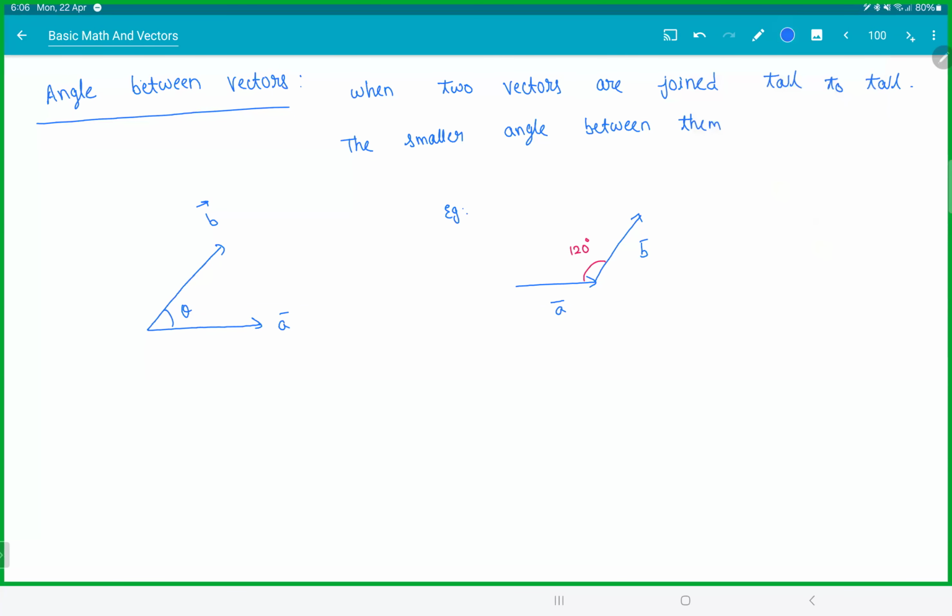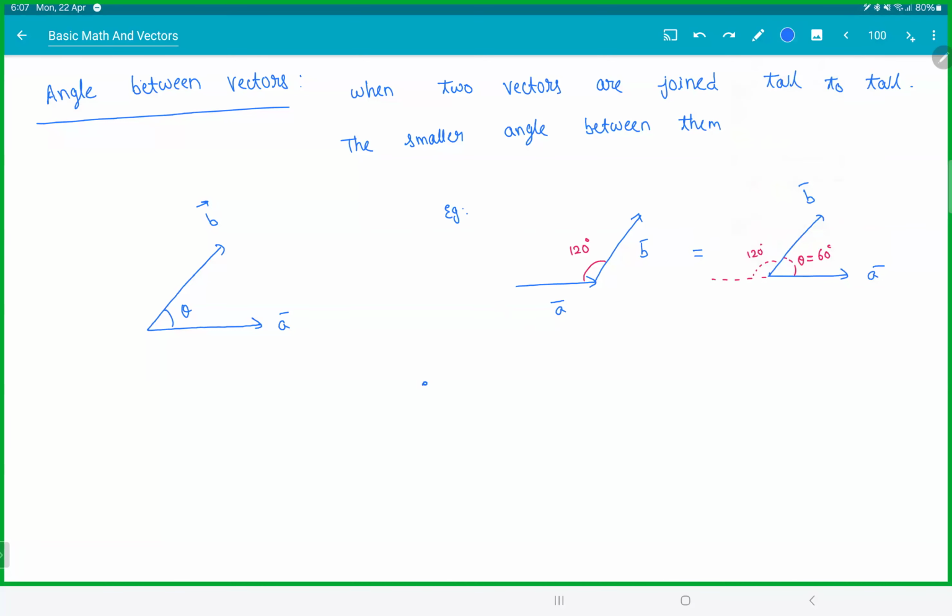Remember the definition. You have to join the vectors tail to tail. So push the a bar a little forward, or push the b bar vector backward. You have to make sure the tails are joining. Are you getting it? Here the head and tail are joining. So this angle is 120. This angle is theta, which is 60. Sure, everyone? So the angle between the vectors is when you join both the vectors tail to tail. So don't say 120 is the angle. That will be a blunder.